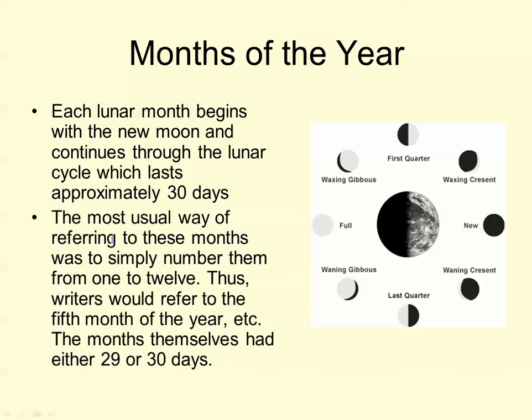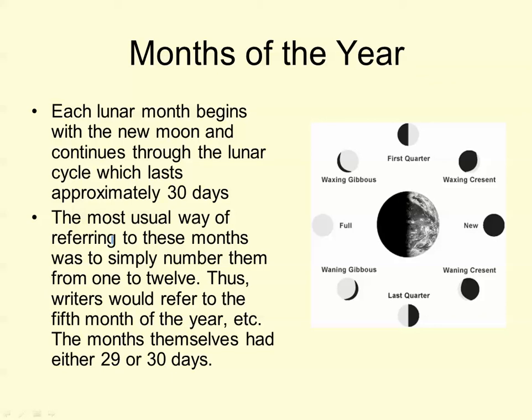Okay? The most usual way of referring to these months in the lunar calendar was simply to number them from 1 to 12: the first month, the second month, the third month. So we don't have specific names like January, February, March, April. We're just referring to them by their numbers. So writers would refer to, for example, the 5th month of the year, the second day of the 5th month of the year, or something like that.